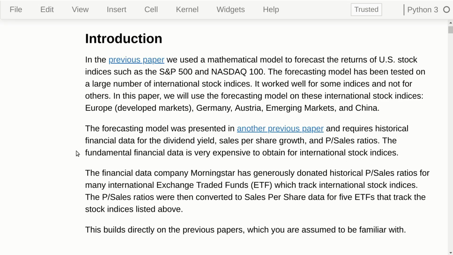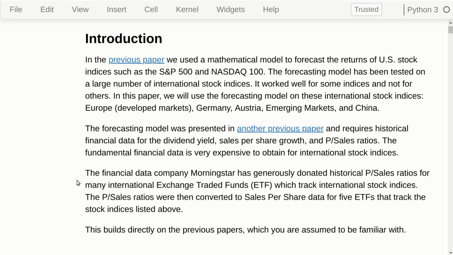It is very expensive to obtain data for international stock indices, but I was so lucky that the data company Morningstar provided me with historical price-to-sales ratios for many international exchange-traded funds, or ETFs, which track international stock indices. So I used these price-to-sales ratios and converted them into sales per share data for 5 ETFs that track these international stock indices for Europe, Germany, Austria, emerging markets, and China.